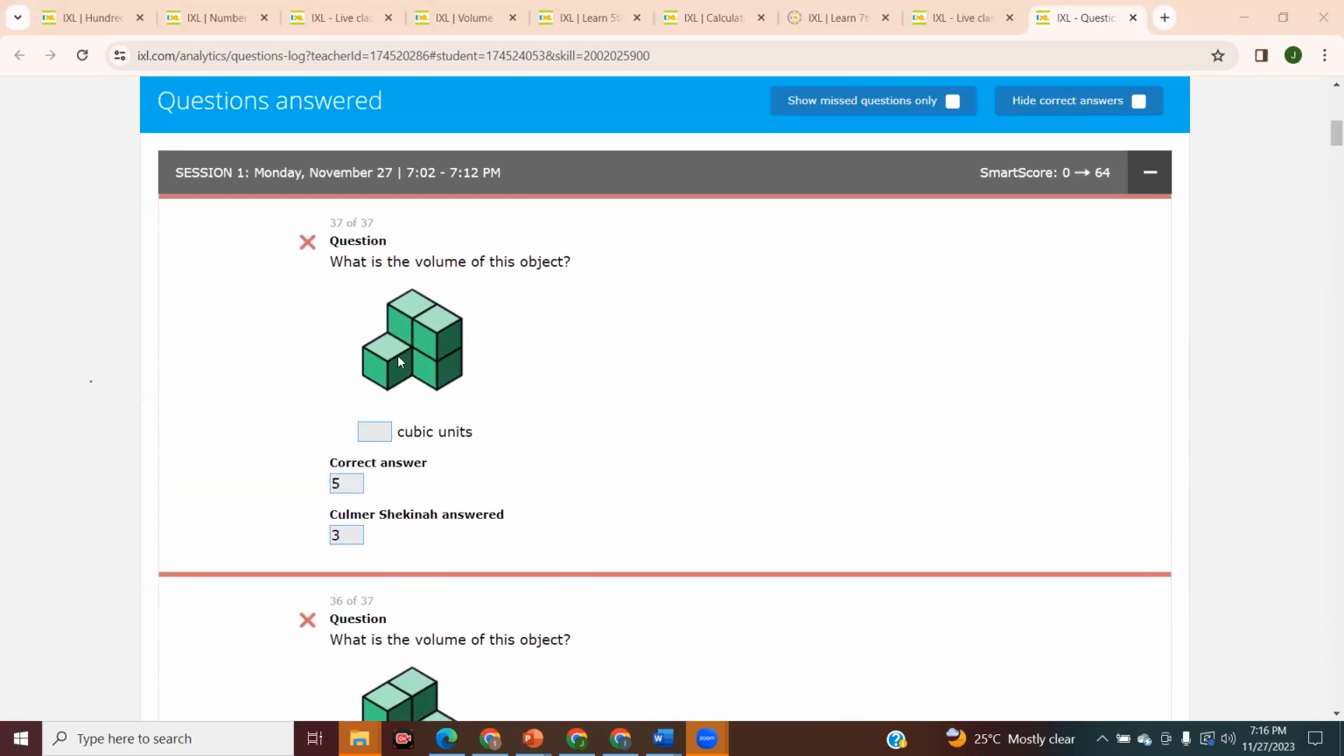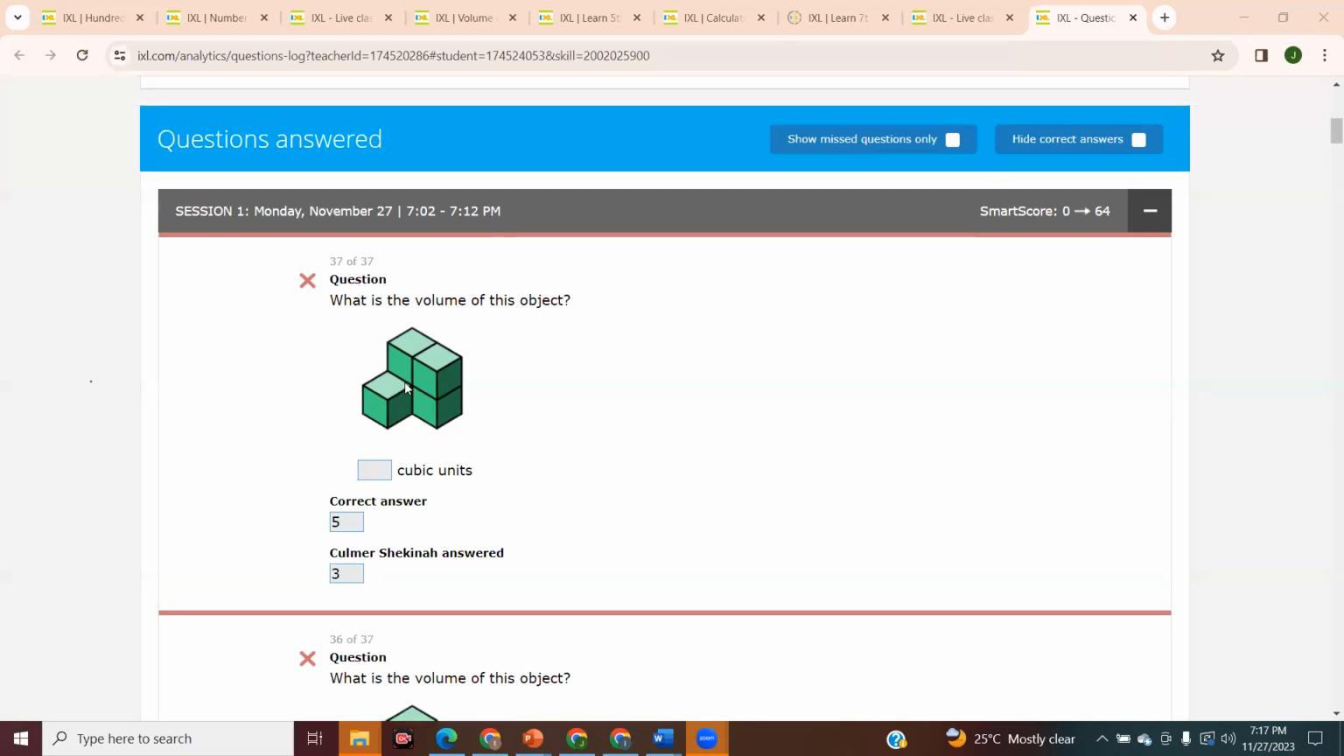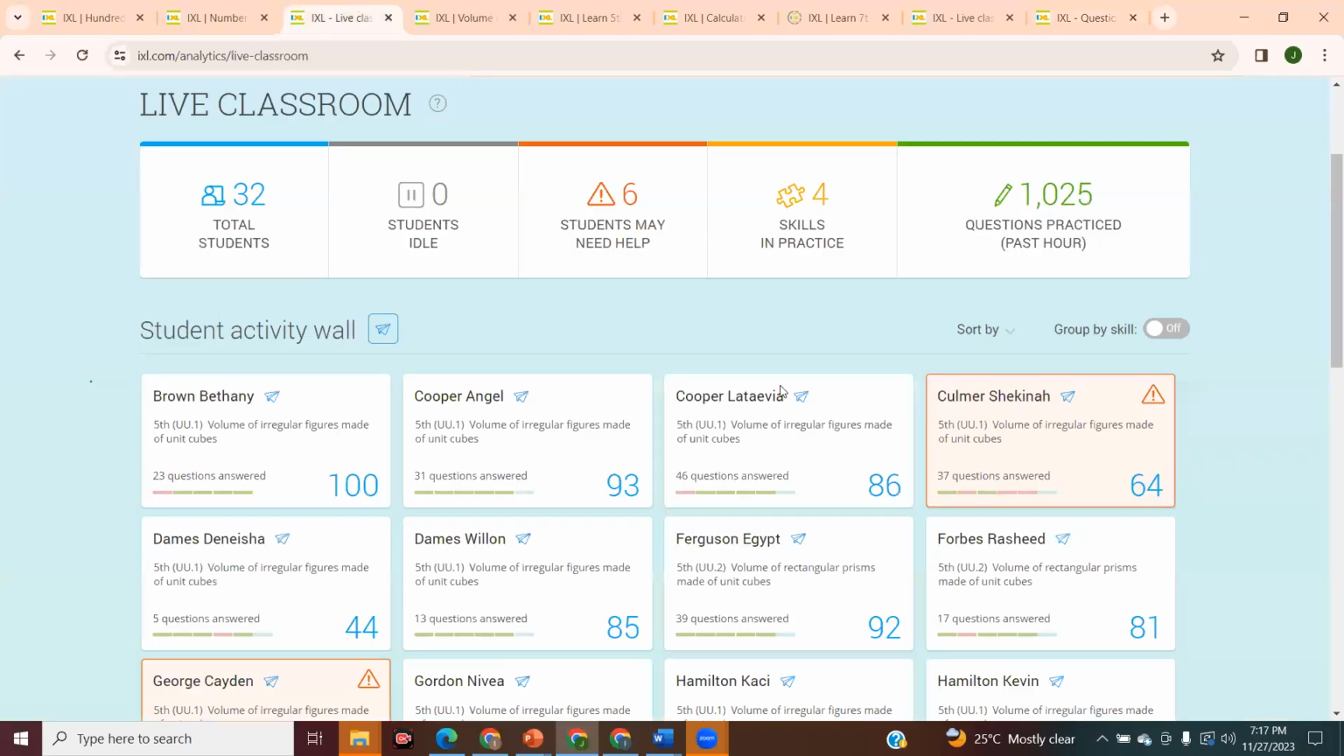For this one, it's 4 on top and 1 on the side, which makes it 5. Do you see that? 4 on top and 1 at the bottom. Do you see that, Shekinah? Yes, sir. So even though they don't show it, you have to understand that there's 1 right there. All right. Yes, sir. Okay, good.